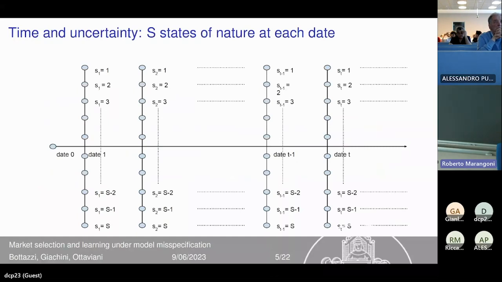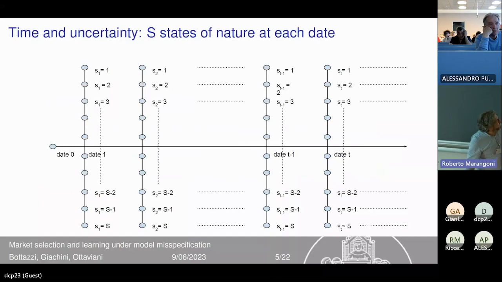These are days or months or weeks, whatever the time scale of the model. And at each day, as you can see, there are S possible states in which the economy is. Okay, and these are replicated for each day. I use the variable S1 to indicate the state of the economy in the first day, S2 the state of the economy in the second day.